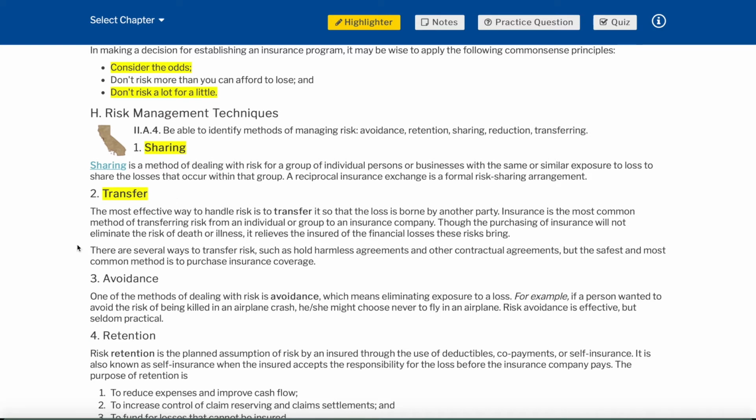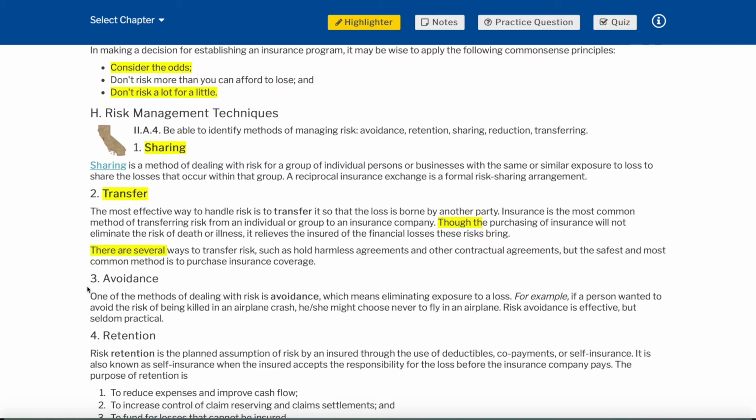2. Transfer. The most effective way to handle risk is to transfer it so that the loss is borne by another party. Insurance is the most common method of transferring risk from an individual or group to an insurance company. Though the purchasing of insurance will not eliminate the risk of death or illness, it relieves the insured of the financial losses these risks bring.